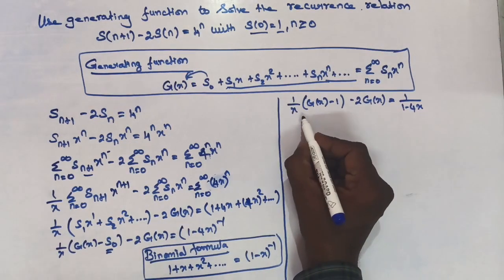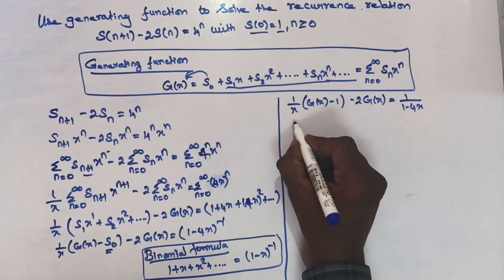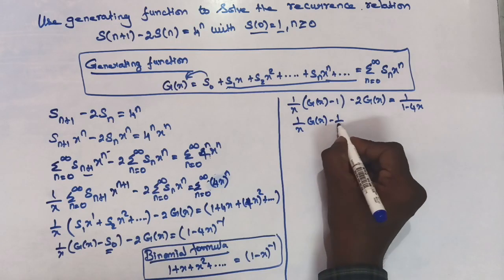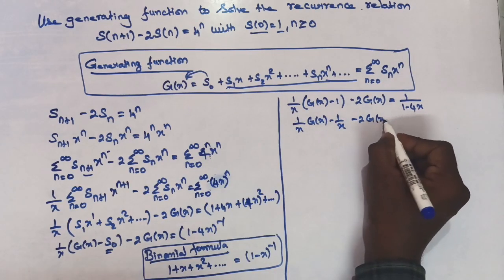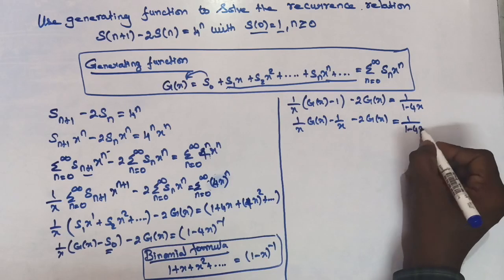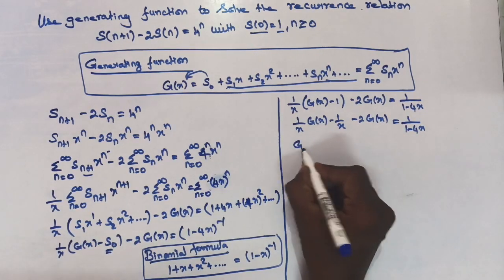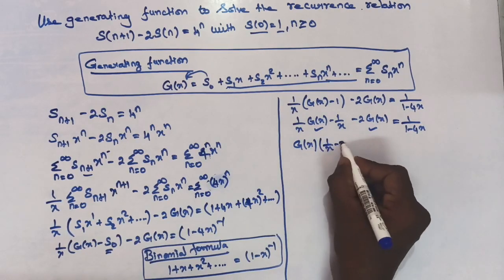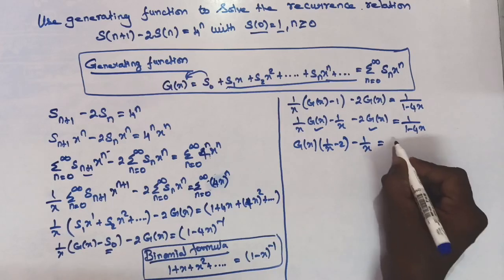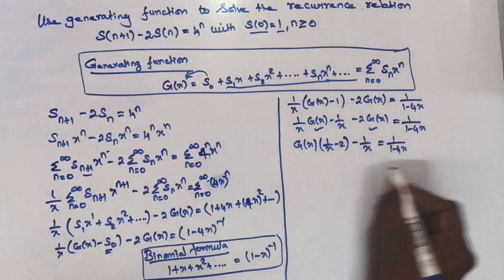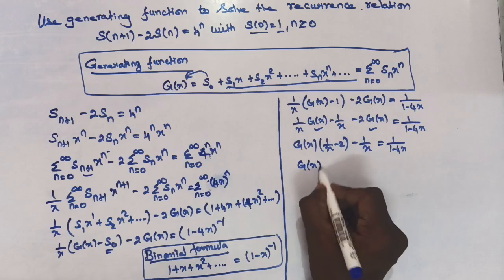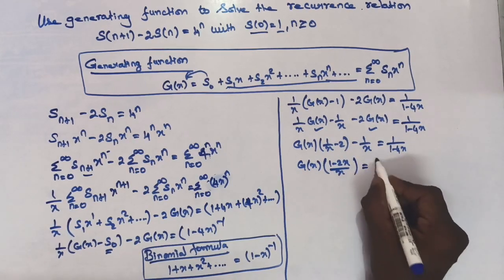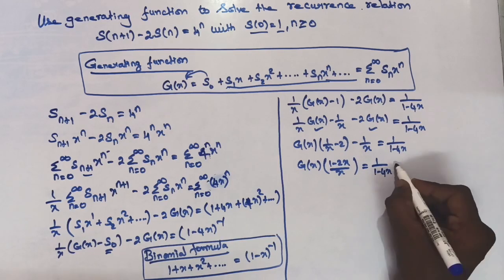Now this is equivalent to, you can collect all the g of x. Here you have 1 by x g of x minus 1 by x minus 2 g of x equal to 1 by 1 minus 4x. Collect the g of x: g of x, if you take this outside, (1 by x minus 2) minus 1 by x equals 1 by 1 minus 4x. Then take this to the other side. So g of x is 1 minus 2x divided by x, and this is going to be 1 by 1 minus 4x plus 1 by x.